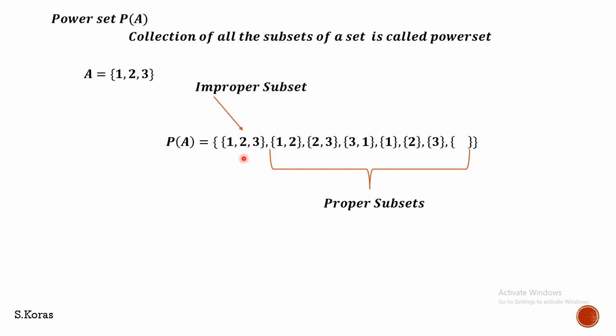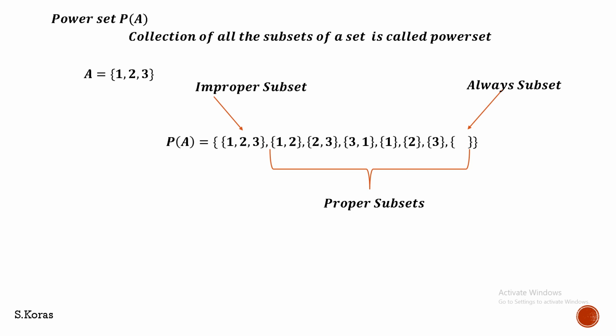And if you consider this empty set, it is a common set for all the subsets. So this is a proper subset which always occurs for any subset. So this is always a subset. Empty set is always a subset.